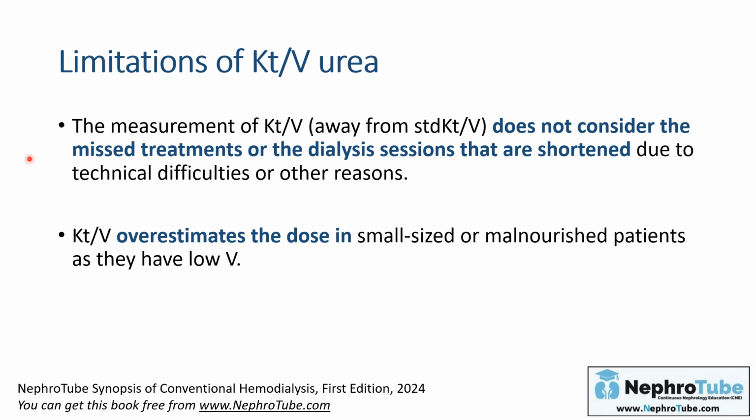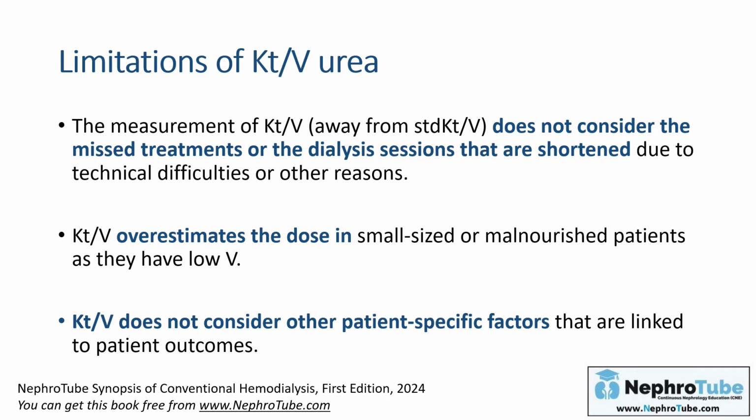The next point, that Kt over V may overestimate the dose in small-sized patients and malnourished patients, because these patients will have low V here, low volume of distribution. And finally, Kt over V doesn't consider other factors that are linked to patient outcome, such as volume control, hemodynamic instability, or alteration in other biochemical markers.